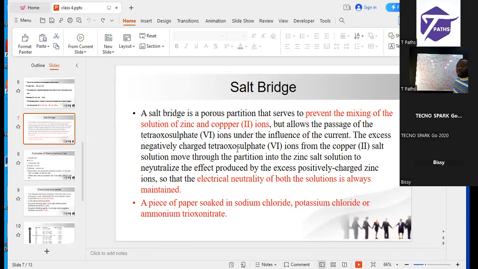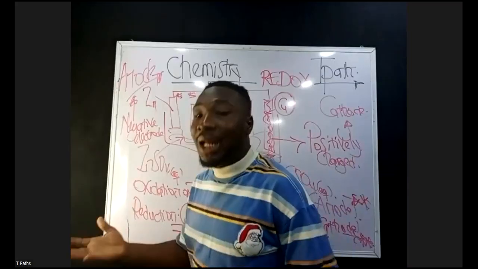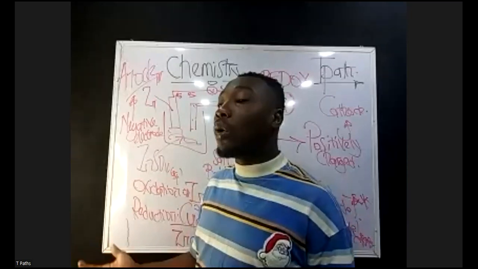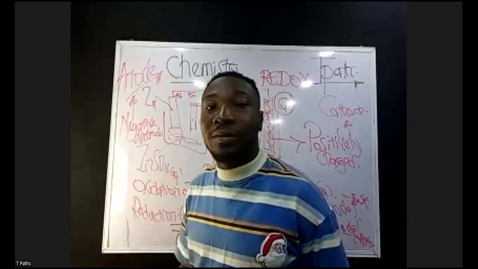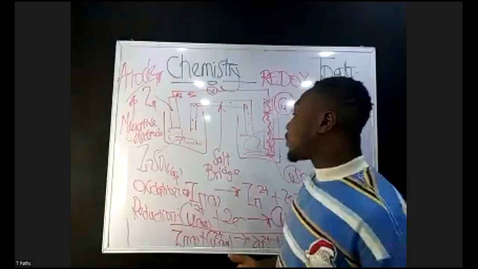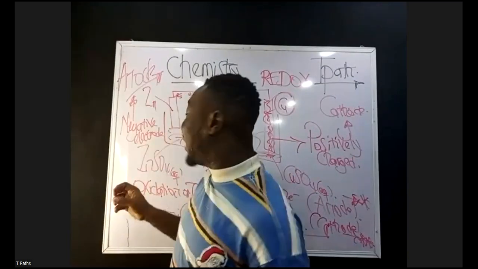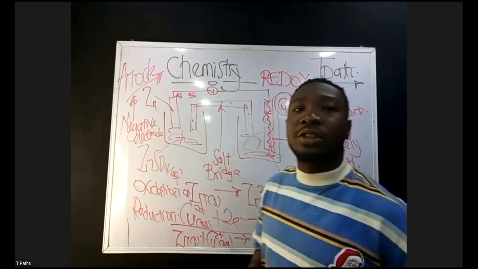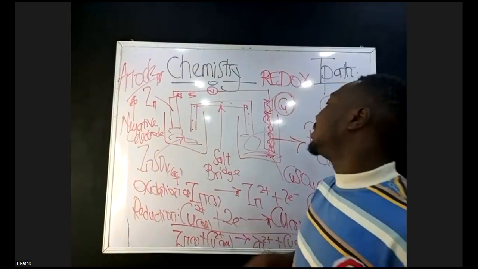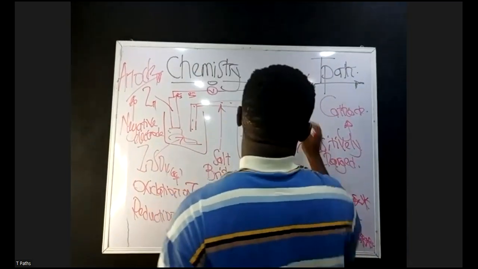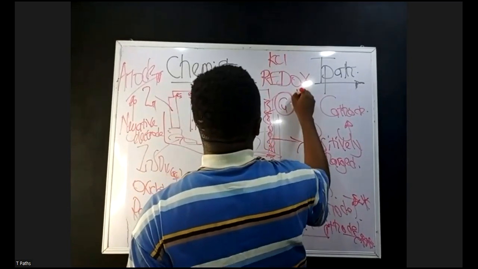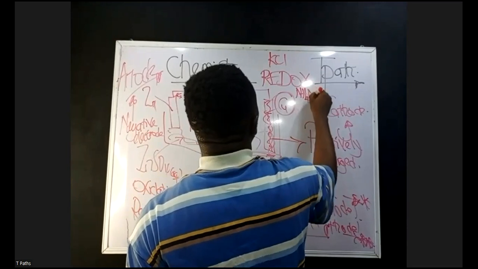As an example of a compound used in a salt bridge, you can see the example I used there: a piece of paper soaked in sodium chloride can act as a salt bridge. What are the popular ones? KCl, potassium chloride, and ammonium nitrate solution. They are very, very popular compounds that are used as salt bridges.